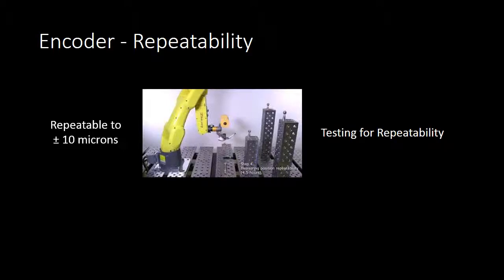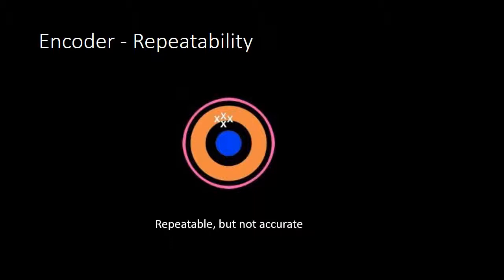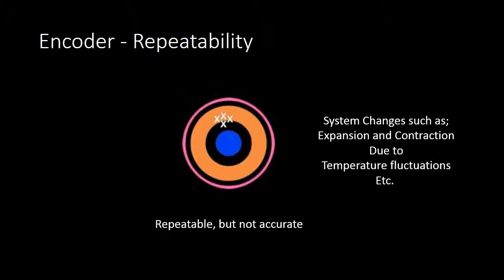Just as a system can be accurate but not repeatable, it can also be repeatable but not accurate, as when a target moves repeatedly in the same place outside the tolerance. Mechanical factors most influence repeatability, but this can also be affected by system changes such as expansion and contraction due to temperature fluctuations. While accuracy can be compensated for by adjusting amplifiers and controllers, repeatability generally can't be.